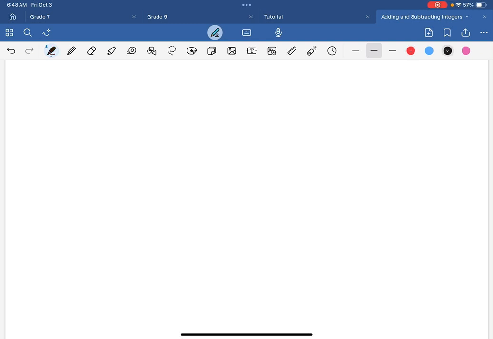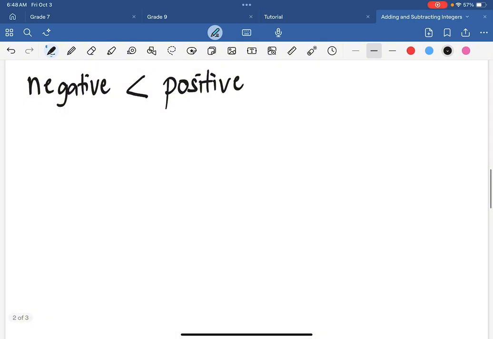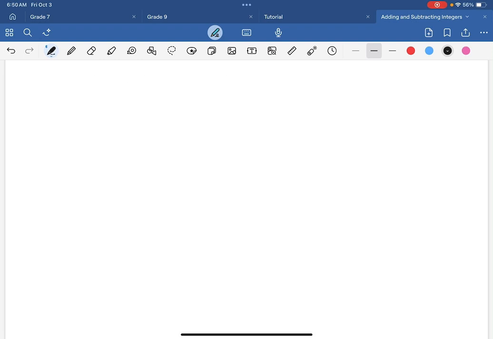Like the number line, we know for a fact that a negative number will always be less than any positive number. However, in addition and subtraction of integers, it is a different concept. Now let's start with addition.